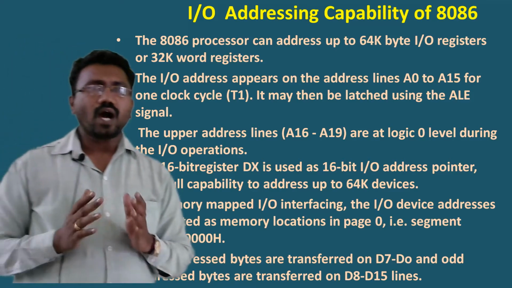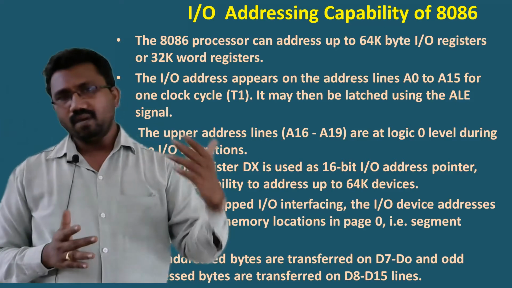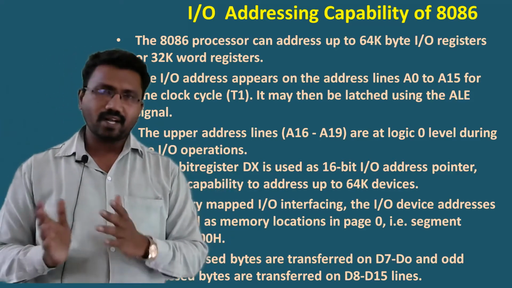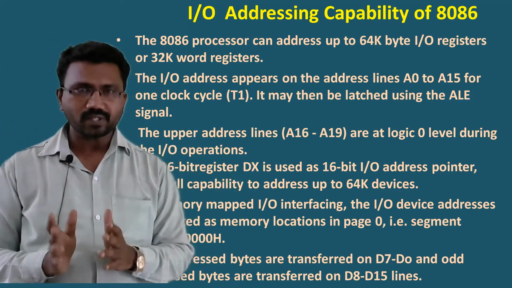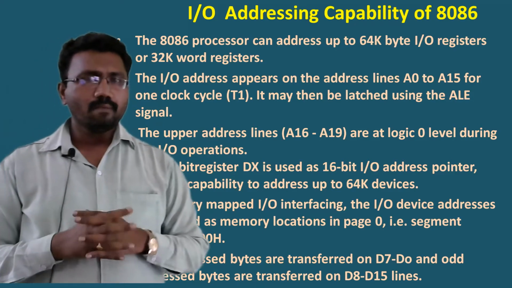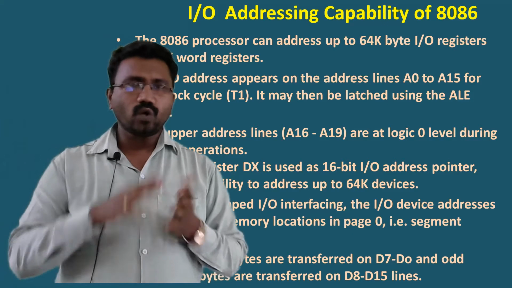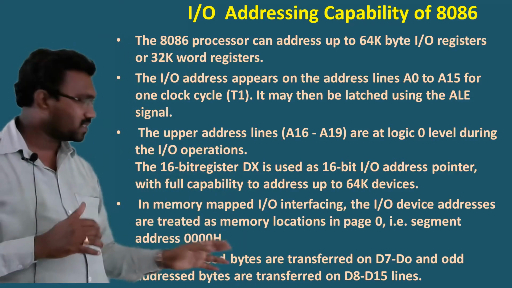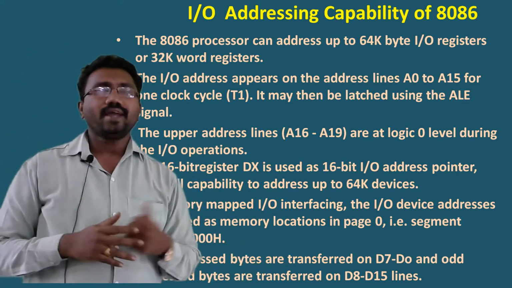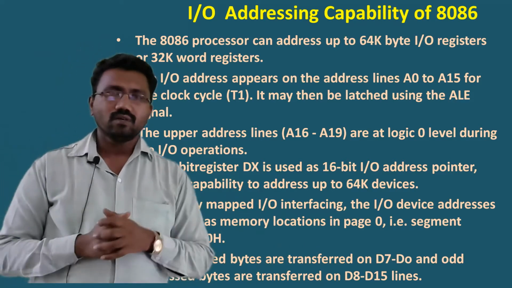Here also there is a common bus for memory access and IO access. The address bus is common for memory and IO operations, and the data bus is also common. Whenever IO operations are performed, the lower byte is transferred through D0 to D7, and the higher byte is transferred through D8 to D15.